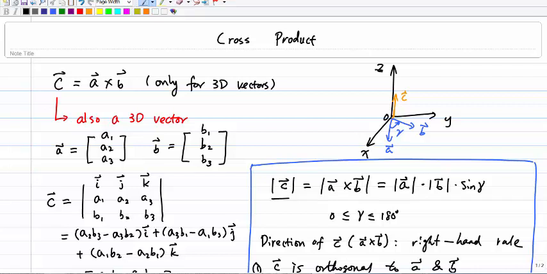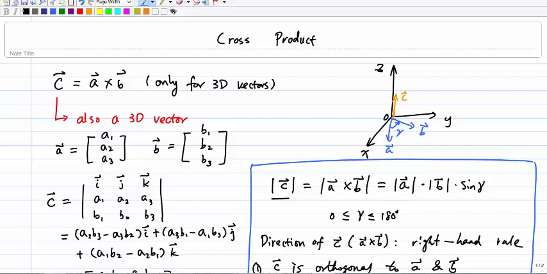In the previous lecture, I talked about how to compute a dot product for two vectors. In this lecture, I'm going to talk about the cross product of two vectors. The cross product only refers to 3D vectors. It's a product for 3D vectors only.